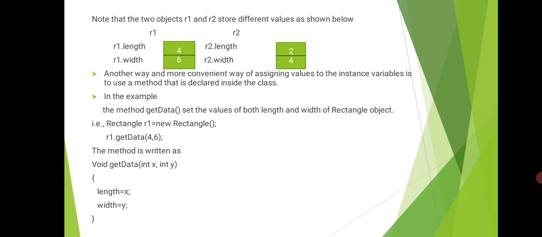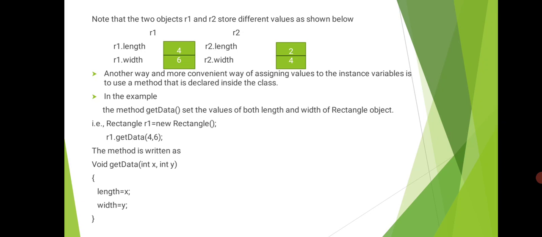Another way, and a more convenient way, of assigning values to an instance variable is to use a method that is declared inside the class. So here, using methods inside the class, we can store values to the instance variables.